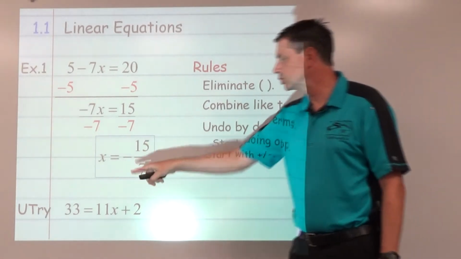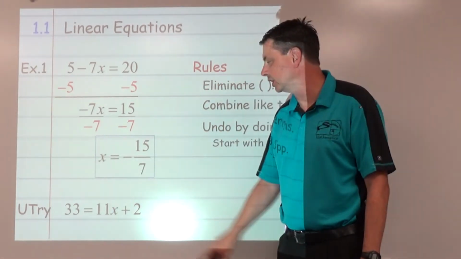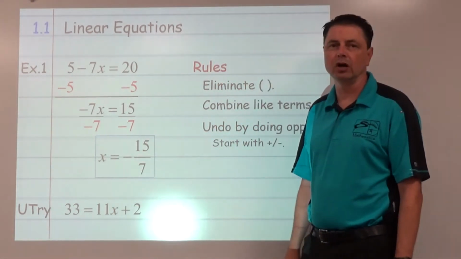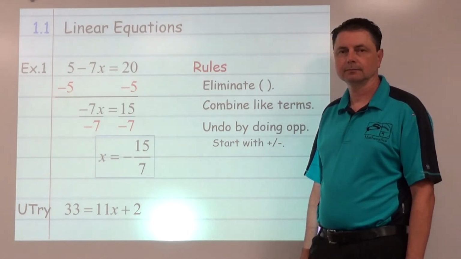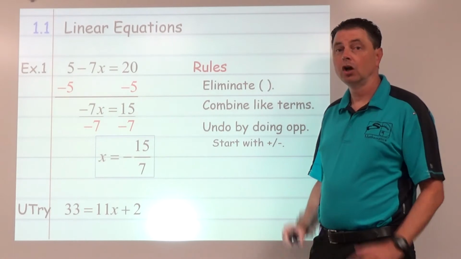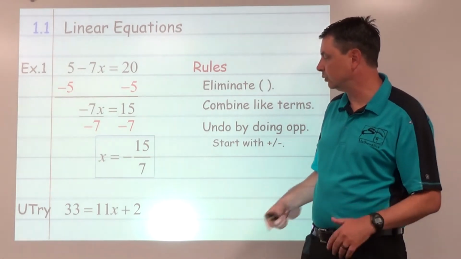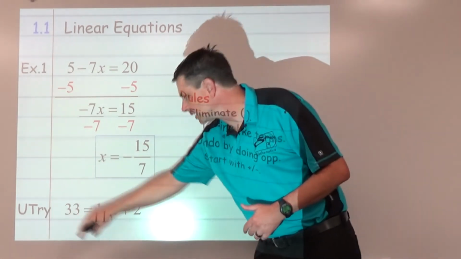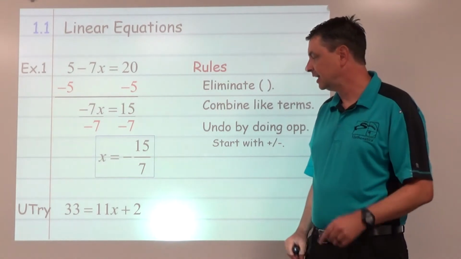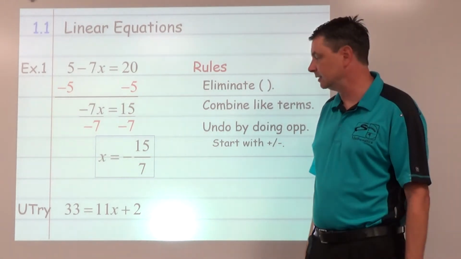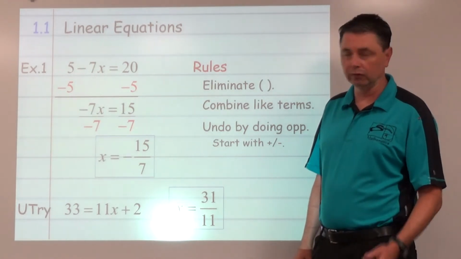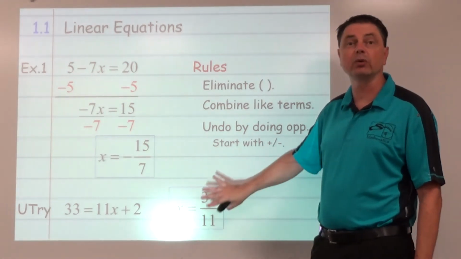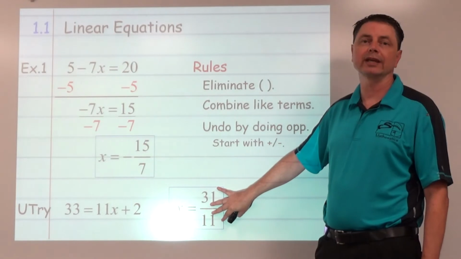All right, you try, so go ahead and pause the video here. Go ahead and solve for x. Hopefully, if you've done this correctly, which would be to subtract 2 on both sides first, and then divide both sides by 11, you would have gotten x equals 31 over 11. If you didn't get that, you may want to try to go back and rework it now.